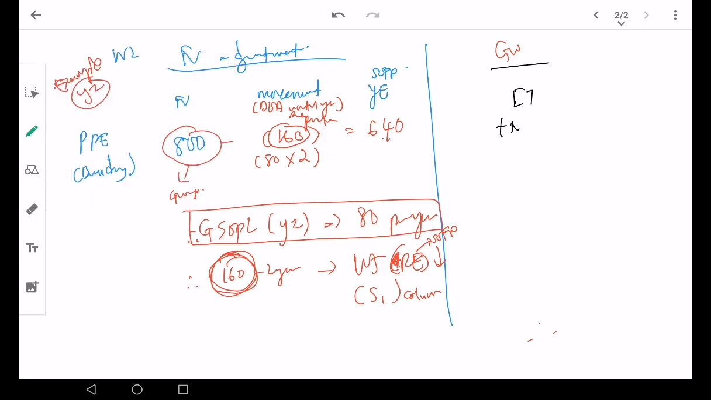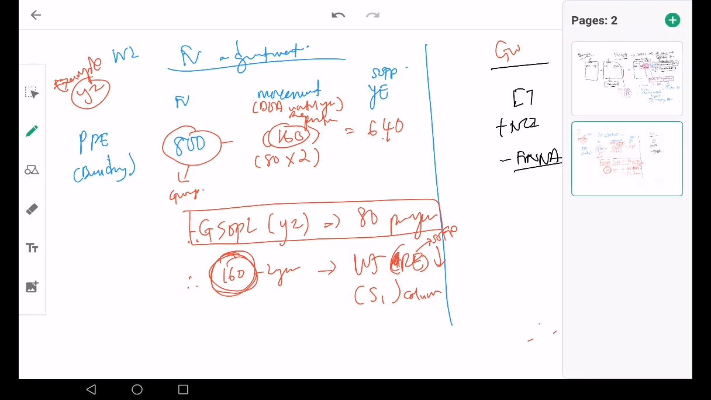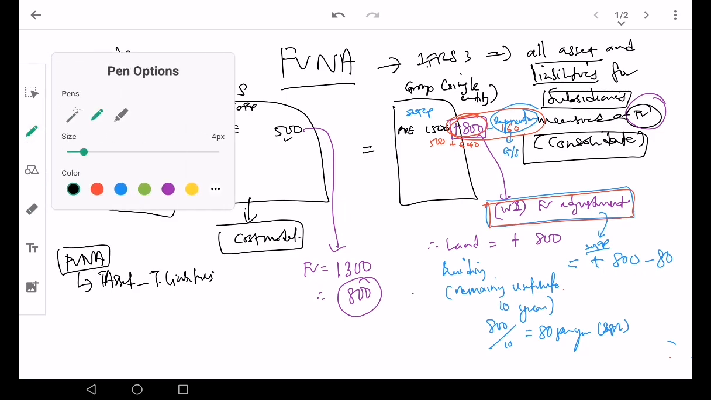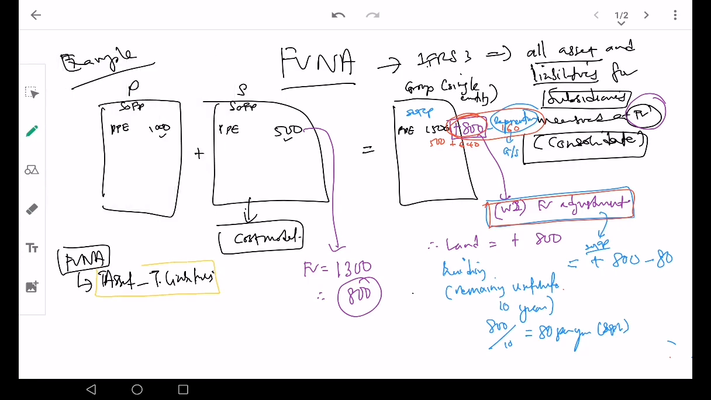consideration transferred plus NCI, then minus fair value net asset. Under fair value net asset, I want to recall what fair value net asset is first. Okay, I forgot to inform that. Fair value net asset is your total asset minus total liabilities. I should explain this first actually. I'm so sorry about that. So, total asset minus total liabilities.